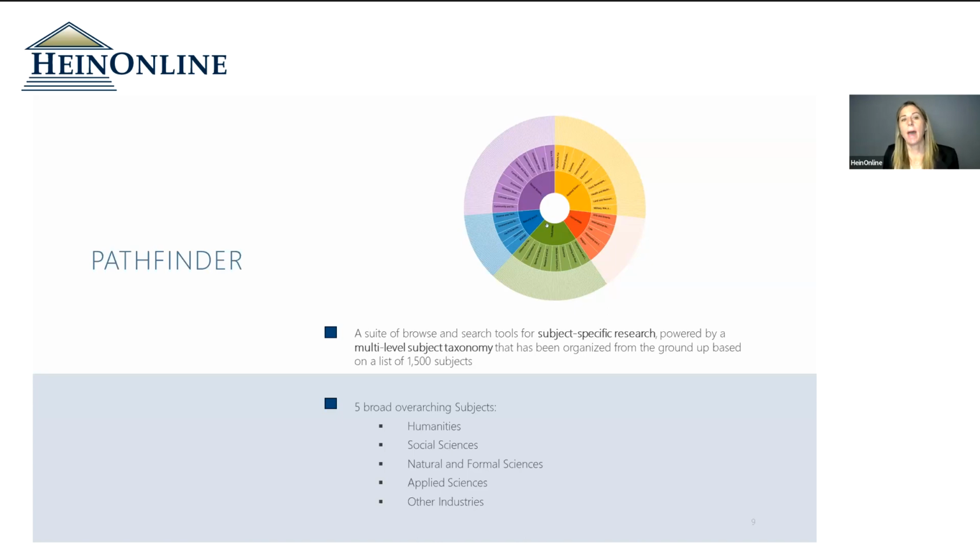So in addition to the Pathfinder tool, a couple more of these great features I want to talk about that make HeinOnline so intuitive. We have a keyword search. So you're going to find the keyword search in the journal database.